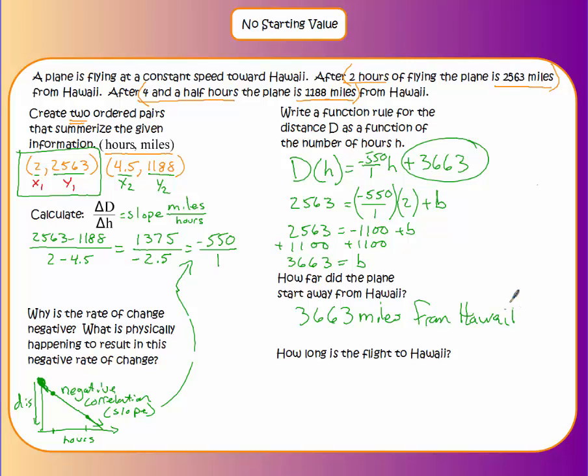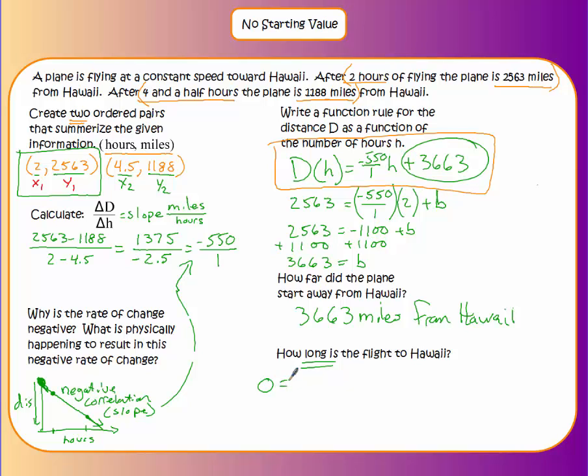And how long is the flight to Hawaii? So what are we looking for now? How long? We're looking for a time. Let's use our function, the one that we created. This is a function rule. Let's use this to find out our time. In other words, we want to solve for h. How long is the flight to Hawaii? So what is the distance when we land in Hawaii? How far away are we from Hawaii when we land? Hopefully we are 0 miles from Hawaii. Otherwise something went terribly wrong on our flight.